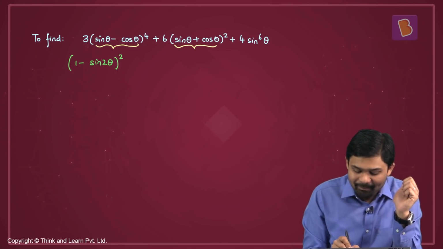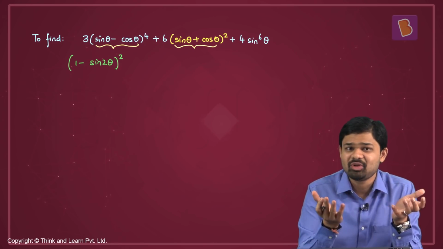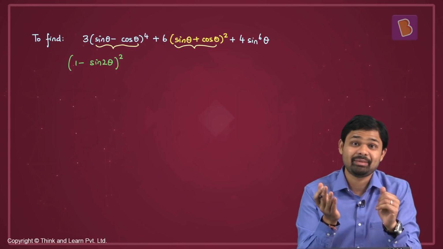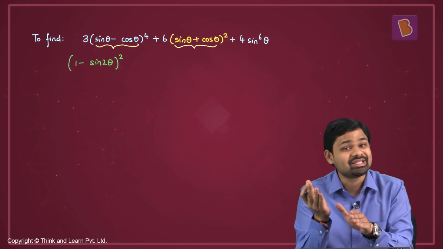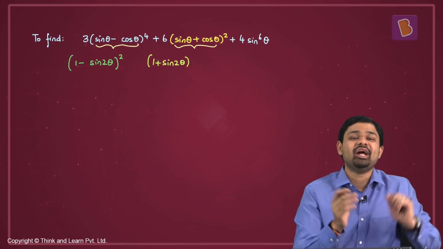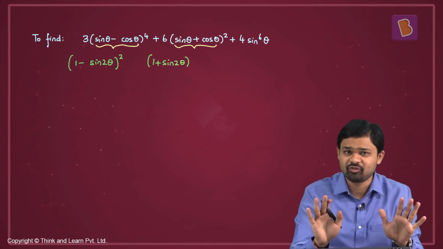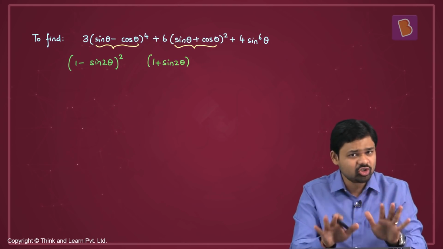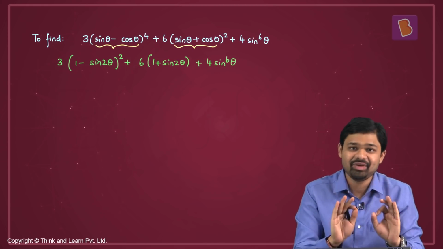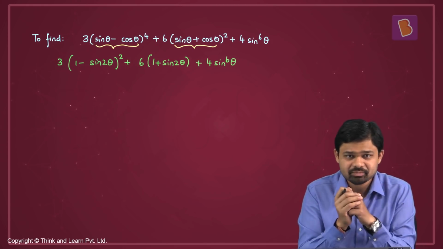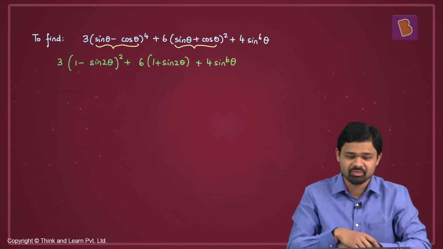Now (sin θ + cos θ)^2, using the same logic, will become sin²θ + cos²θ + 2 sin θ cos θ, which is nothing but 1 + sin 2θ. I'm not going to touch the third term for now. That term is going to just stay as it is. As and when there is a requirement, we'll touch that term. Let's try and simplify the first two terms here.